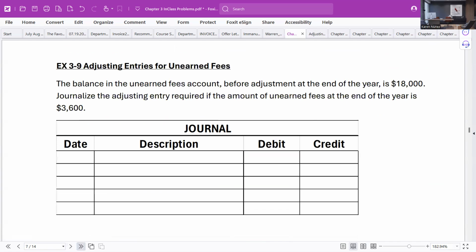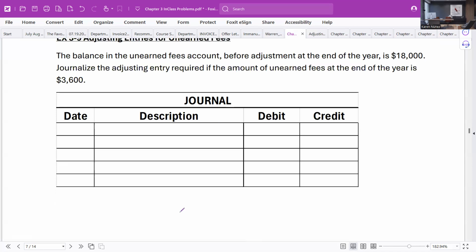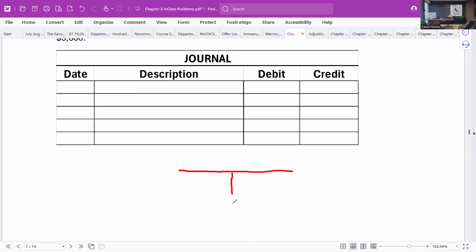Next, back to unearned fees. Now we've got a situation where we've got some fees in this unearned fees account, that liability account. And the unearned fees in the account before we make any adjustments are $18,000. So again, I think it might be helpful if we try and think in terms of a T account. So if I could draw a little T account here for what we're going to call unearned revenue. Unearned revenue is a liability. So this is the unearned revenue account.